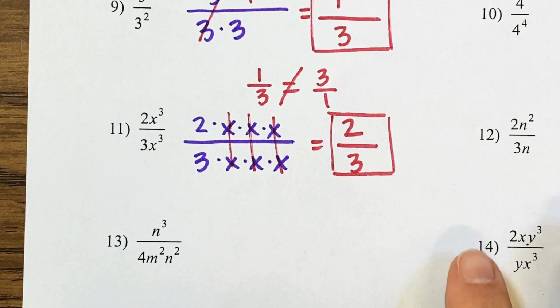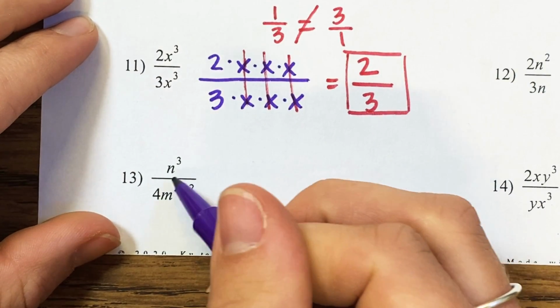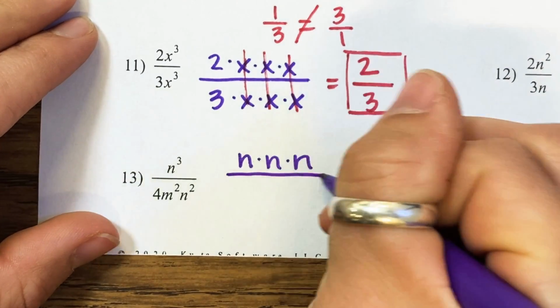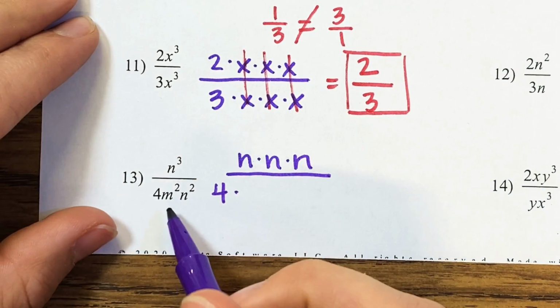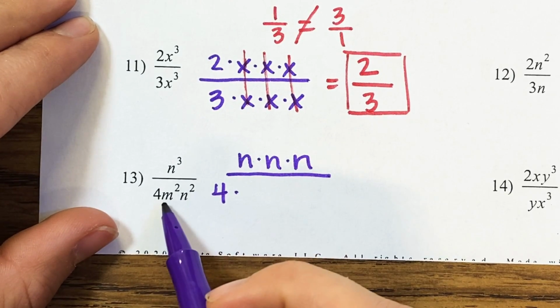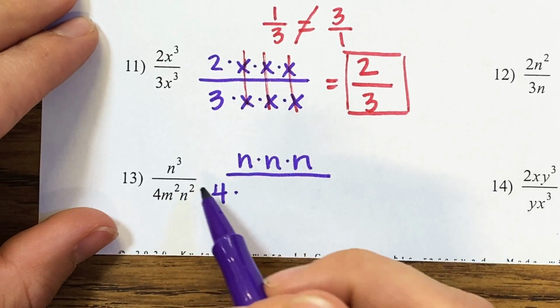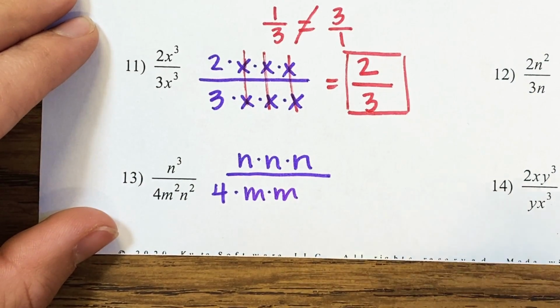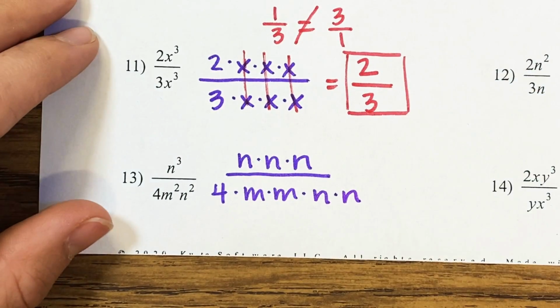Okay, let's look at 13. So 13, we're going to start the exact same way. Expand the top. On top I have n cubed, which is n times n times n, 3 times. On bottom, I have a coefficient of 4, which is just 4 times whatever's after it. I have m. Ooh, now we're dealing with not just one variable, we're dealing with 2 variables, n and m. No worries. Let's do m squared, which is m times m, times n squared, which is n times n.